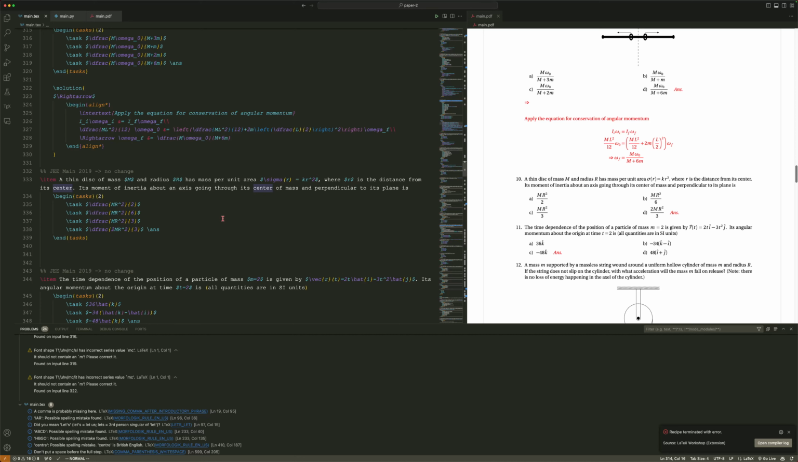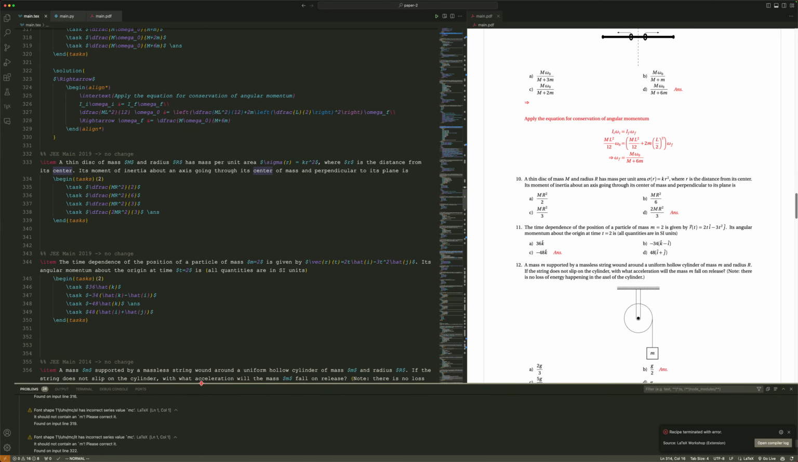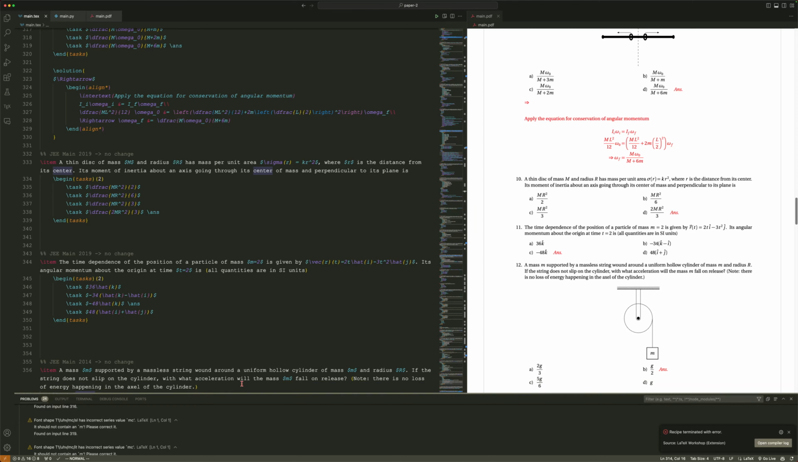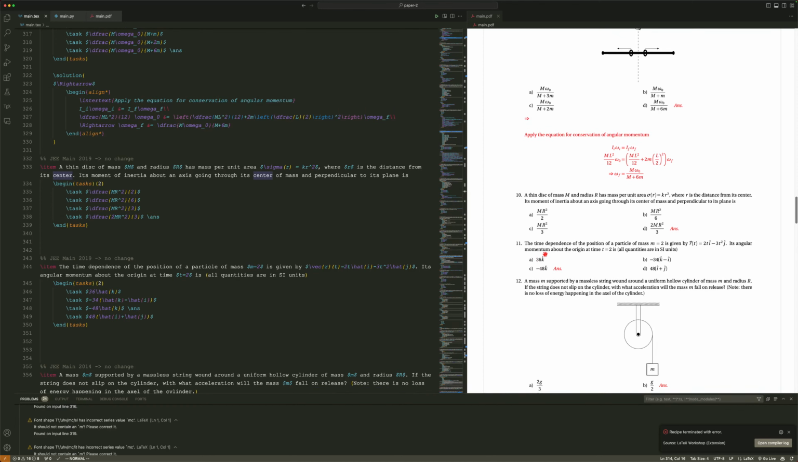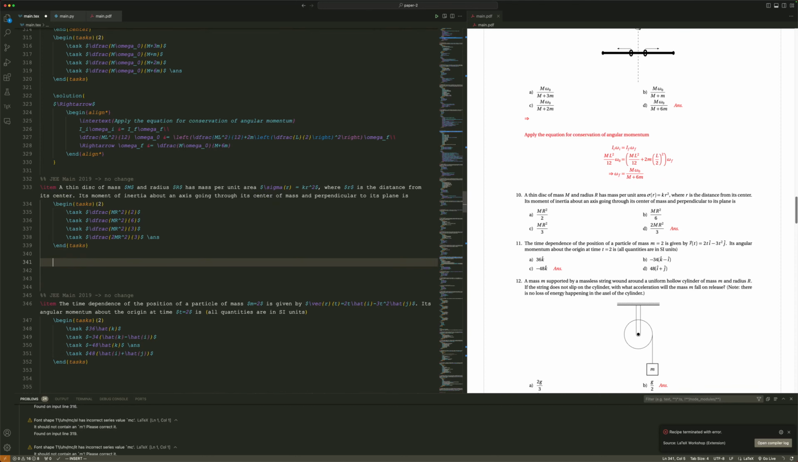So, I think 9 is finished, and yes, option number D is the correct one: M omega naught upon capital M plus 6 times small m. In this question we just applied the conservation of angular momentum, as you can see, and let's move on to 10. So again, solution.